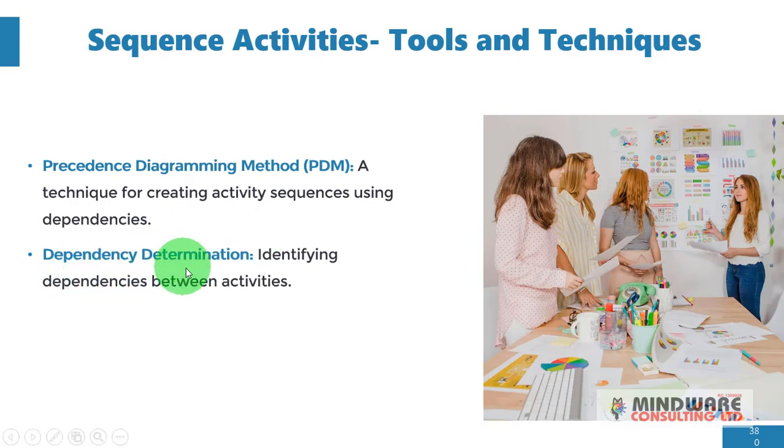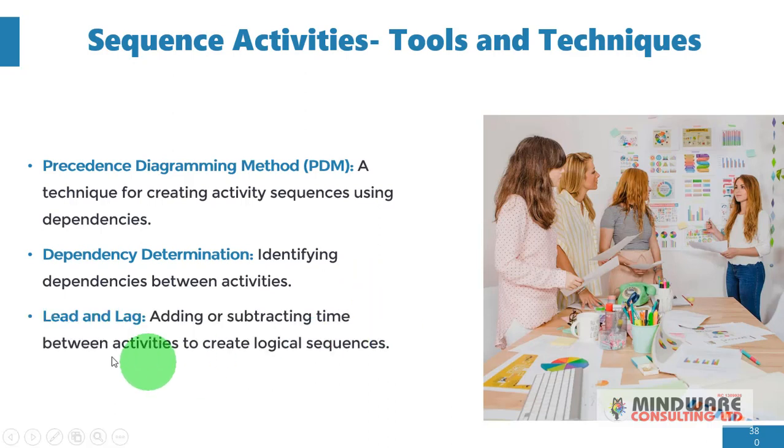Now we have dependency determination: identifying dependencies between activities. What are the dependencies between each activity? What do they depend on? These are also critical factors that help us to know how to sequence these activities. Then there is lead and lag: adding or subtracting time between activities to create logical sequences.